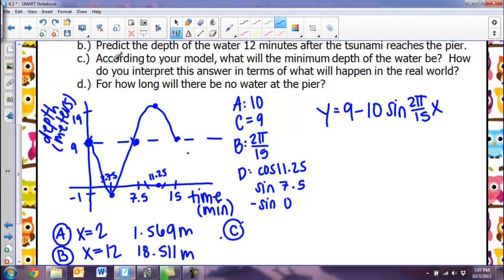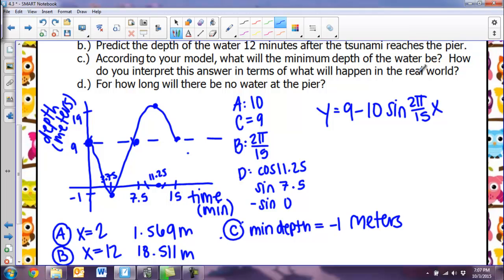Now letter C says, according to your model, what will the minimum depth of the water be? And so you could look at your calculator and see it, or you just look at your graph, and you would see that that minimum depth would be -1. Or I was trying to write feet, it's meters.